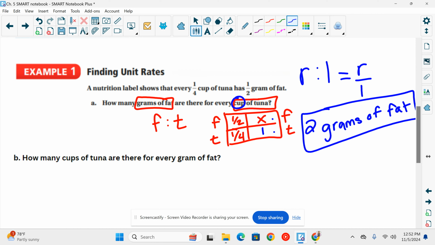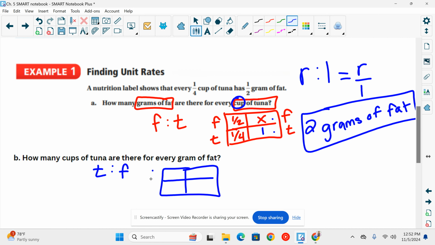Alright, let's go back. Look at part B. They swap it on us. It says, how many cups of tuna are there for every gram of fat? How many cups of tuna are there for every gram of fat? What's the order of the ratio now? It's swapped. They want tuna first, then they want the fat. So it's swapped.